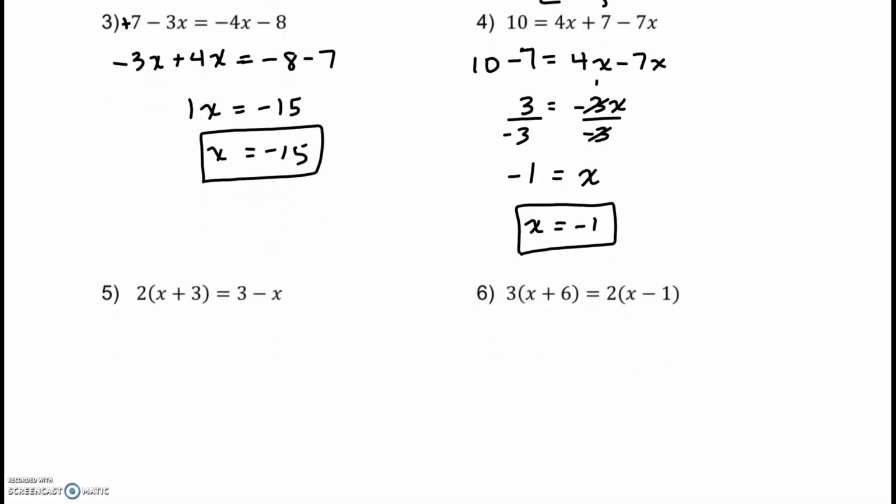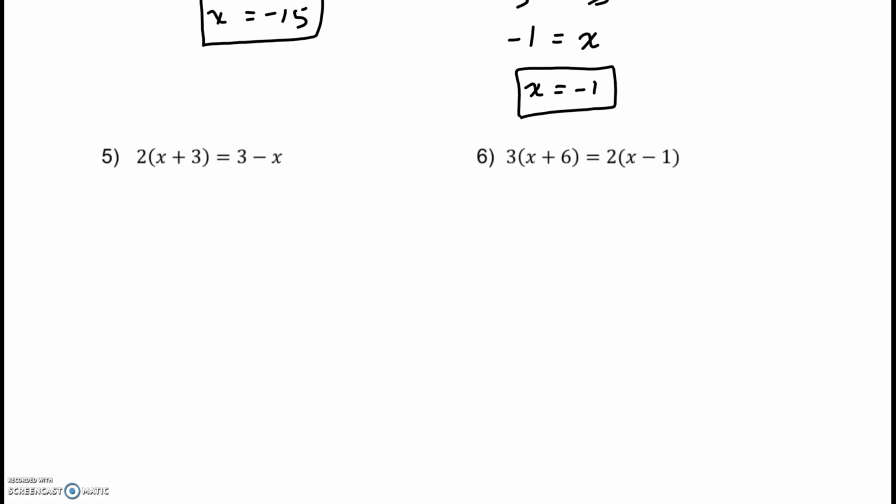Okay, look at number 5. Number 5 has an x on both sides, but now we have brackets. So we have to get rid of those brackets first, and we're going to do that by expanding. So you're going to start by multiplying. 2 times x is 2x. 2 times 3 is 6. Remember this lesson we did in distributive property? Expanding. All right, on my right side, it's just 3 minus x.